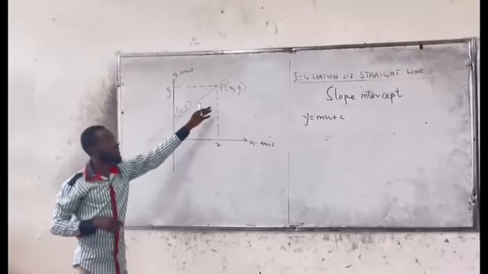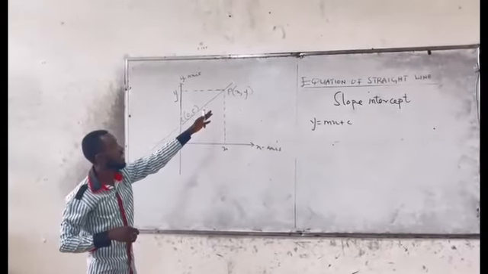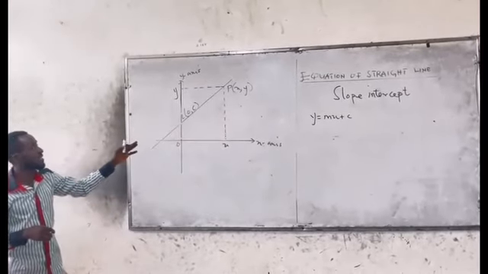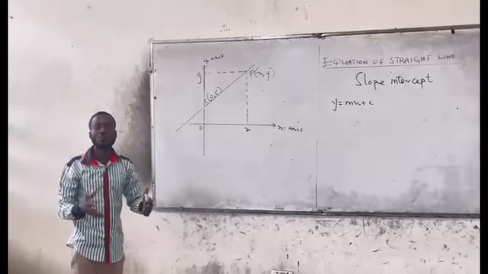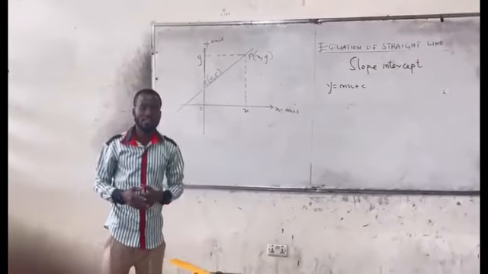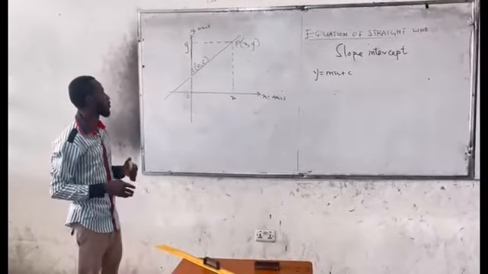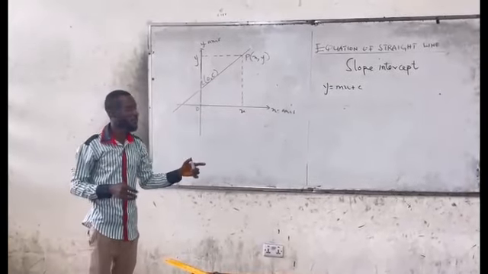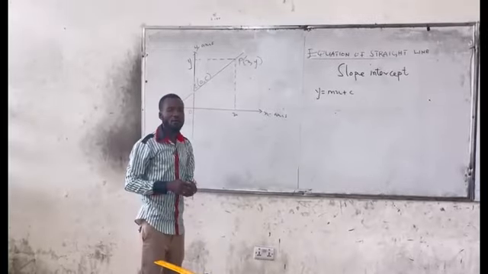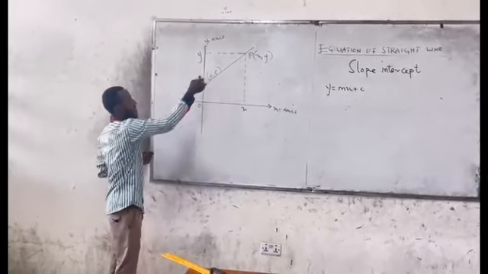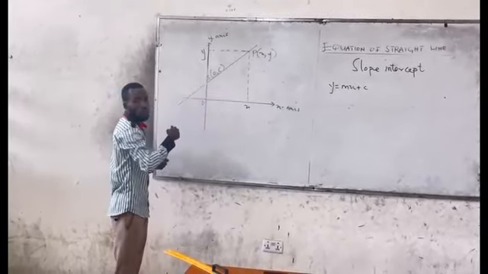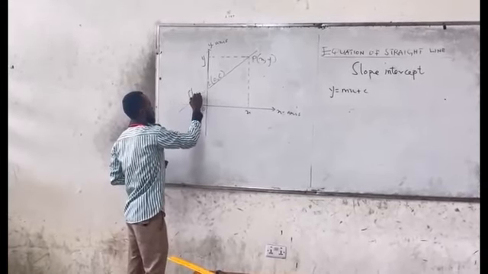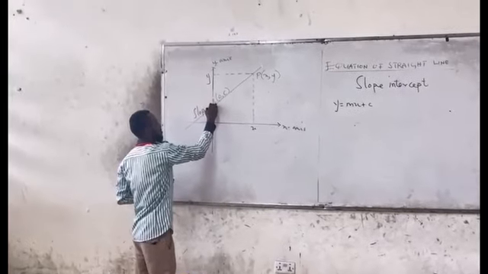So, P being the point will have coordinates x and y, and C being the intercept on the y-axis, where we know that x is equal to 0. So C will have coordinates (0, c). Now this line is the slope, so we just have to indicate on it that it's a slope, which is equal to m.